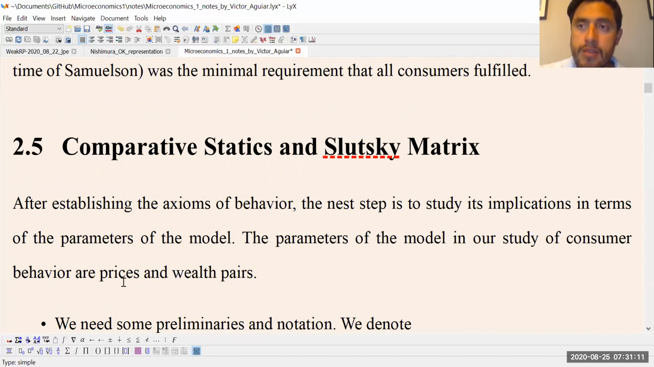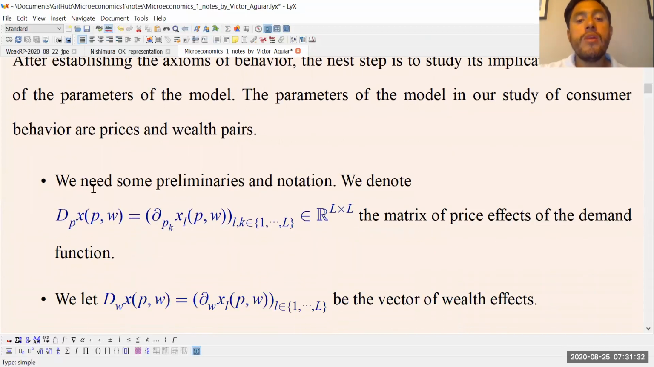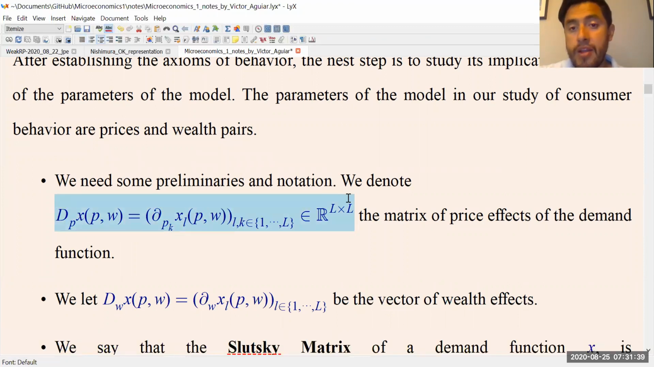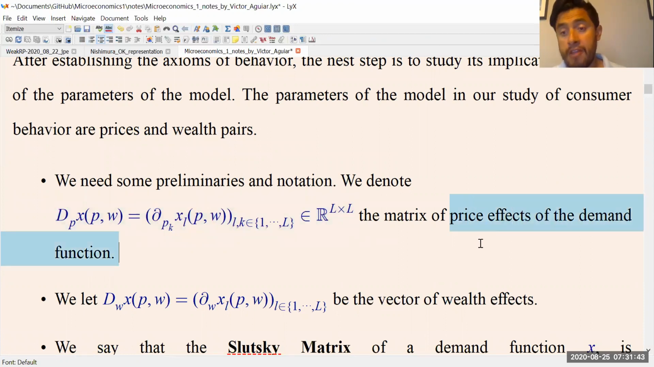And using this information, which is about how demand changes with price changes and income changes, we're going to study the implications of the three rules that we introduced before, in particular the weak axiom of revealed preference, on the behavior of these elasticities through the Slutsky matrix, right? Okay, so we need to introduce this Slutsky matrix object and the derivatives. So first of all, I'm going to introduce some preliminaries. And the first thing is the matrix of price effects of a demand function.